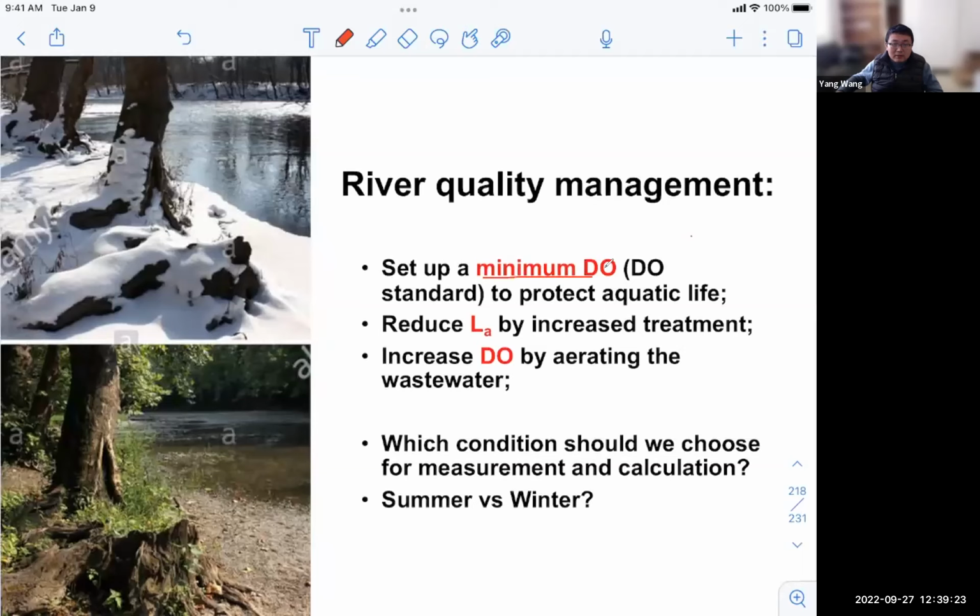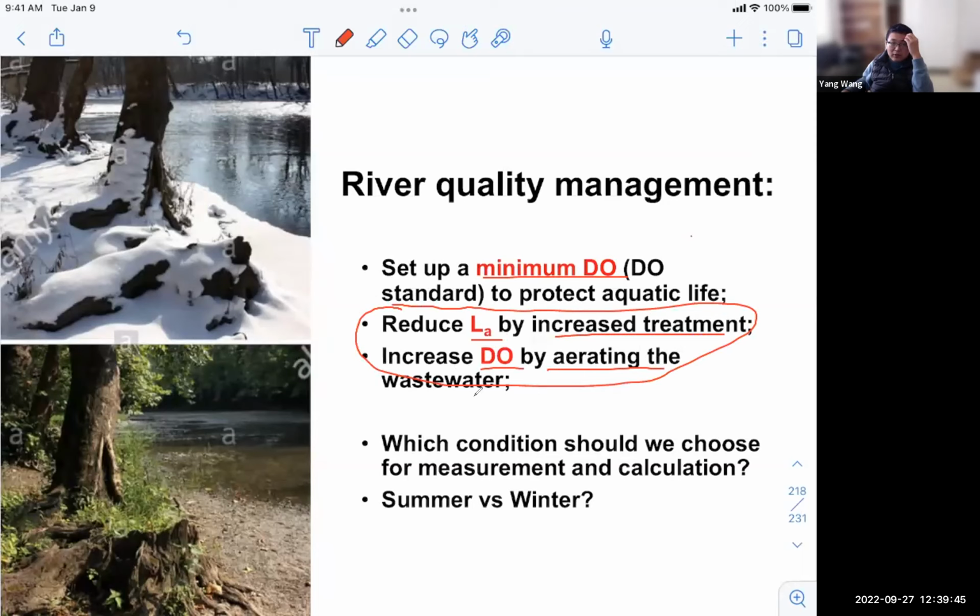Yeah, we need to set up standards, right? If we realize that the dissolved oxygen concentration is too low, then we need to talk to the pollution source, for example, the wastewater treatment facility, to reduce the organics by increased treatment, or we can also try to increase the dissolved oxygen by aerating the wastewater.